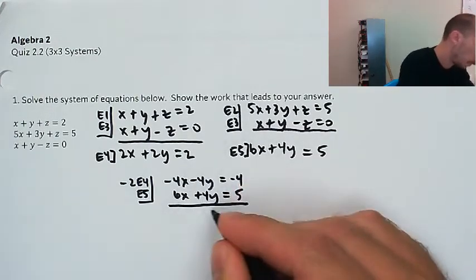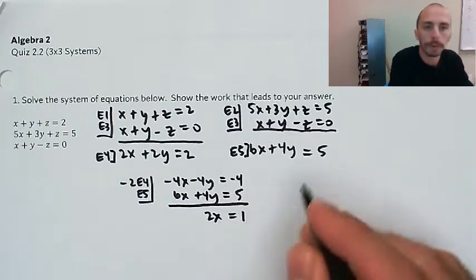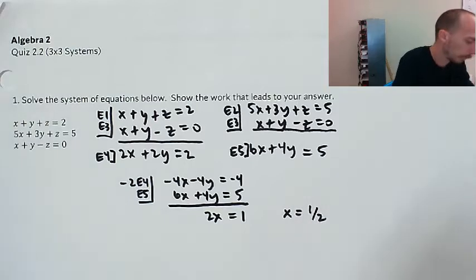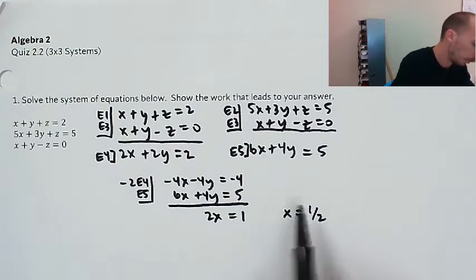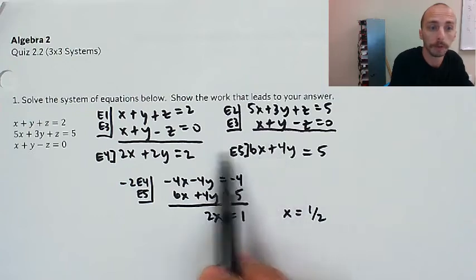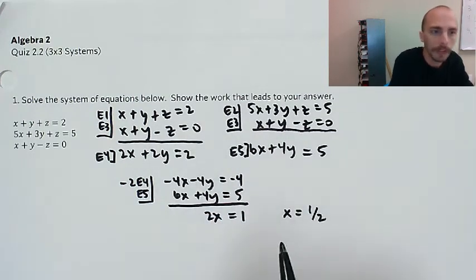I'll get 6x minus 4x. That's 2x, no y's, equaling 1. Divide both sides by 2, and I see x is equal to 1/2. Nothing wrong with that. And then I'm going to go back into one of my equations up here, one of my equations that has two variables in it, to find out the value of y. And since I eliminated z at the beginning, that's going to be the variable I find last.